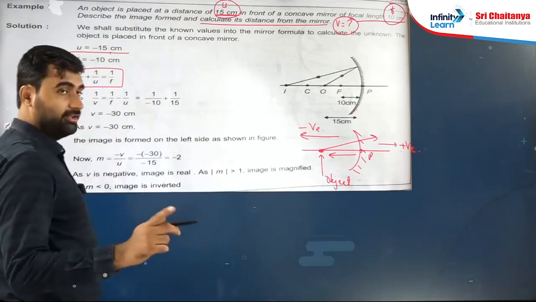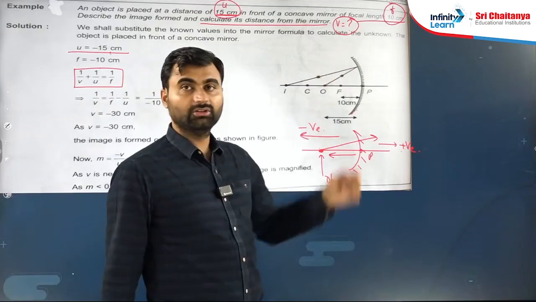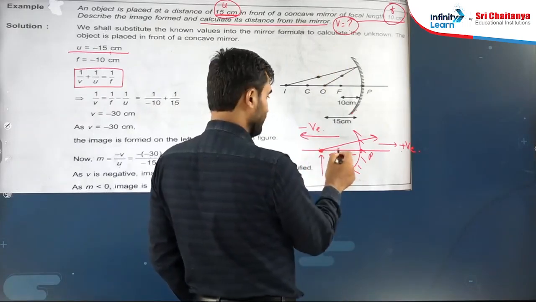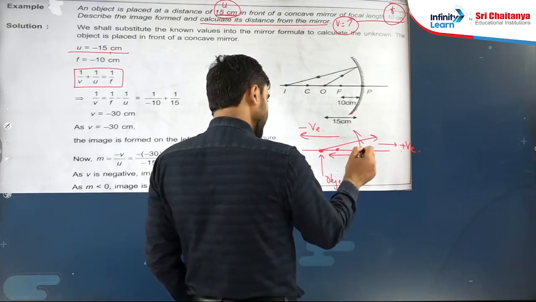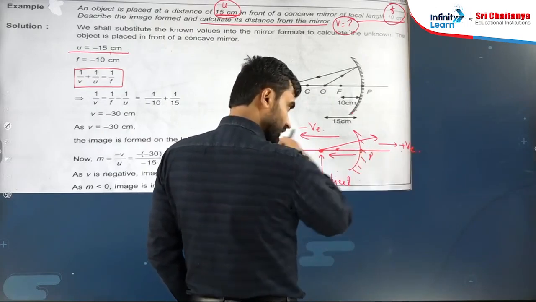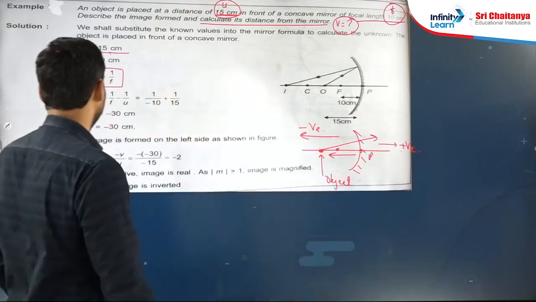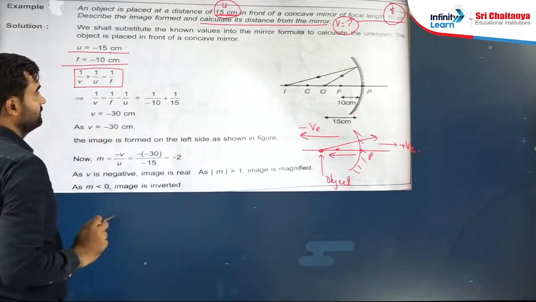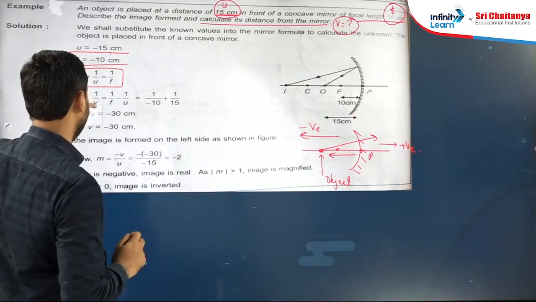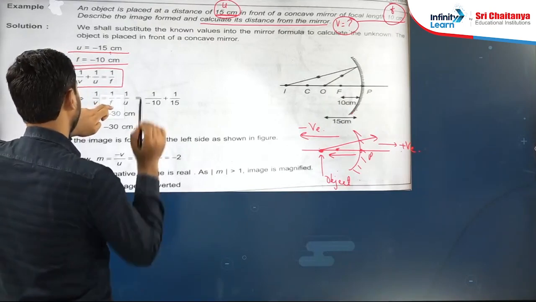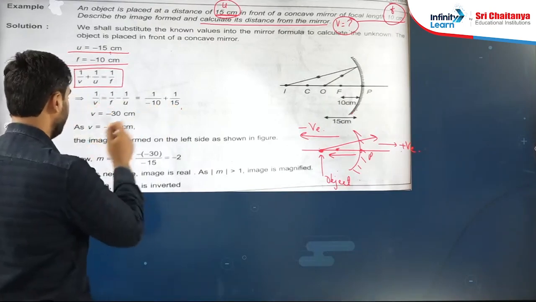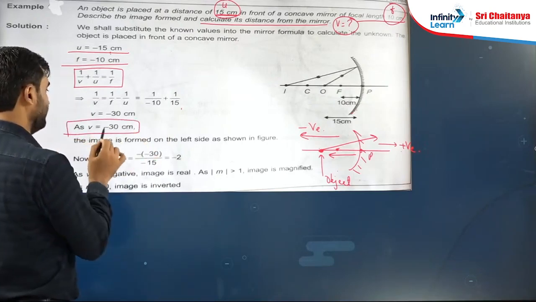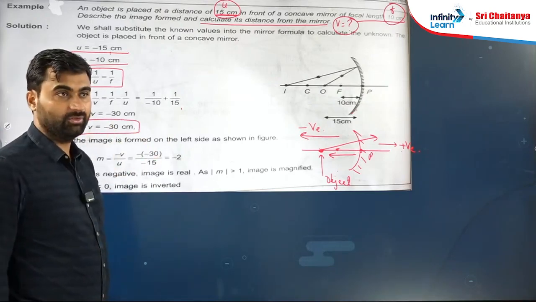Now focal length. Already we discussed that the focal length of a concave mirror is negative. Why? Because the focus is on this side. From the pole to the focus, this direction is negative. So focal length is negative. Okay, so we will put these values. F value we know, U value we know, we have to find V. Put the values and solve it. So finally we got the answer. Image distance is how much?